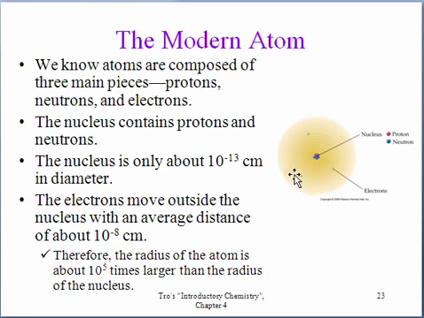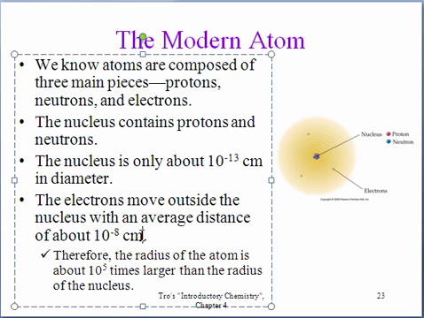Electrons move extremely, extremely quickly. They're held onto the nucleus through the attractive force between negative and positive charges, and they're an average distance from the nucleus of about 10 to the -8 centimeters, which is very, very small, but it's about 100,000 times larger than the radius of the nucleus. So most of the atom really is empty space.